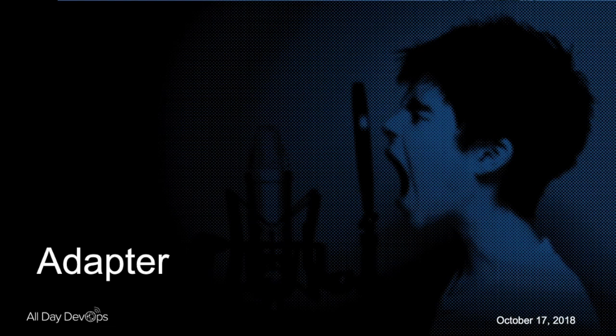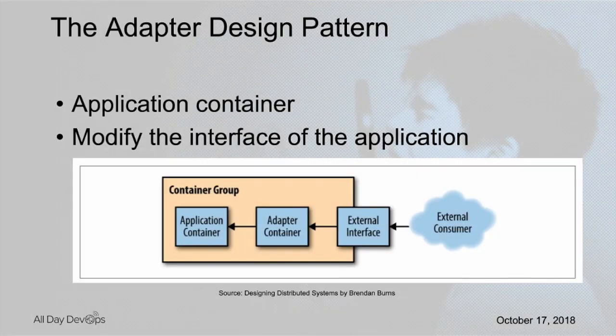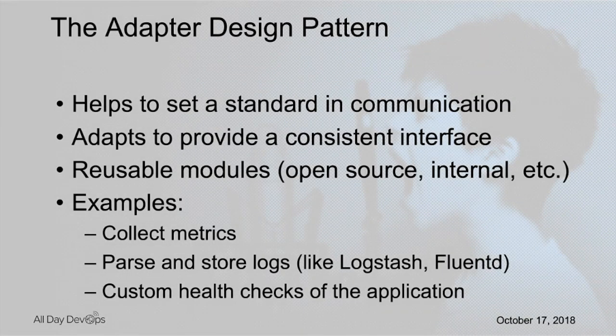So the next one is the adapter pattern, that consists of, again, an application container. But in this case, similar to the previous ones, the adapter container will modify the interface of the application. What does that mean? As I was saying before with the example of the logs, the application was writing log files to local files, and the other container was actually pulling those logs and pushing them to a centralized repository.